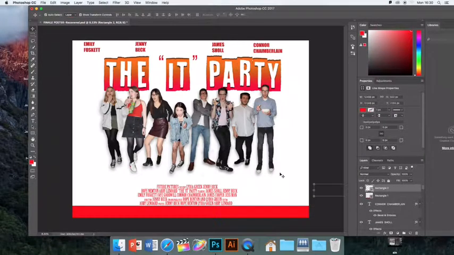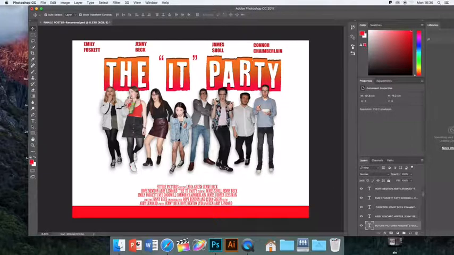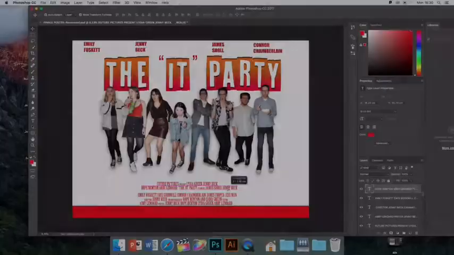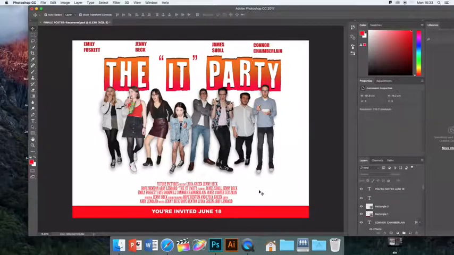I also wanted to put a rectangle at the bottom, just as the film I'm being inspired by, and I put a funny little quote at the end saying invited, to link with the film itself, how it's a party, so the audience have something to sort of laugh about when they see the poster.